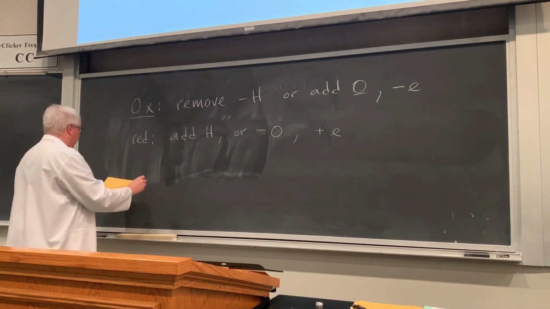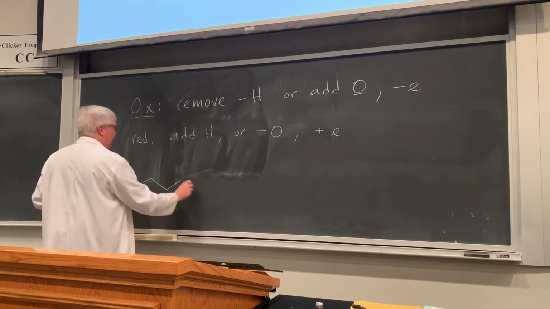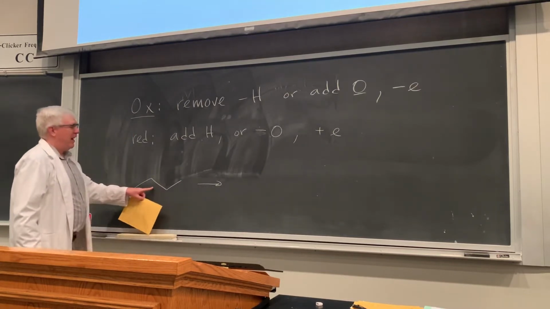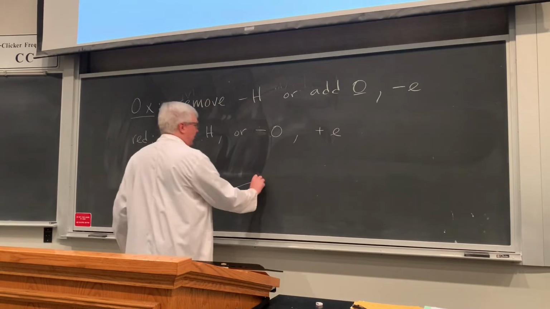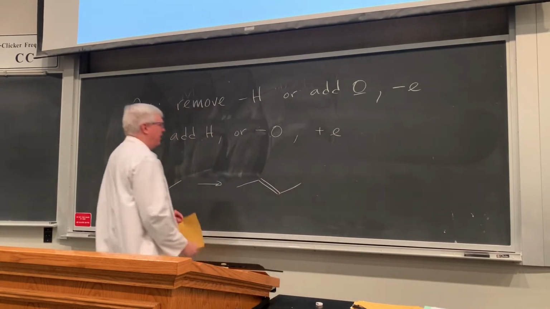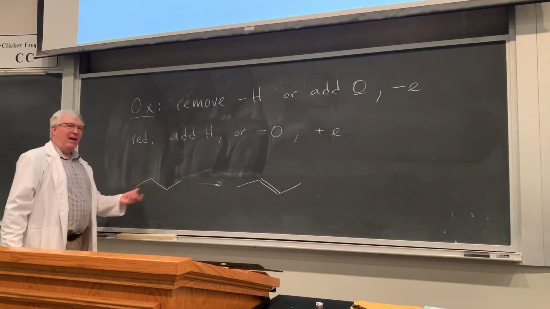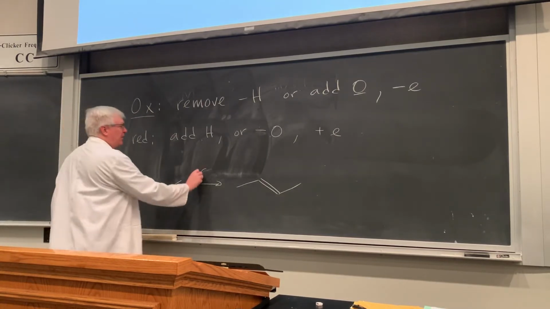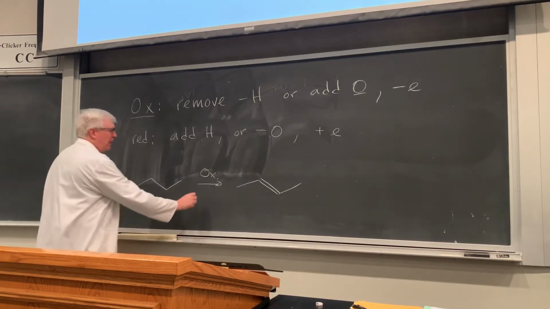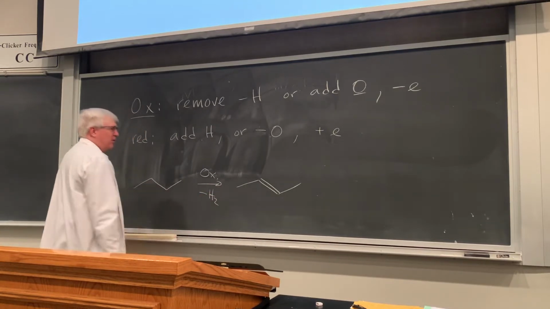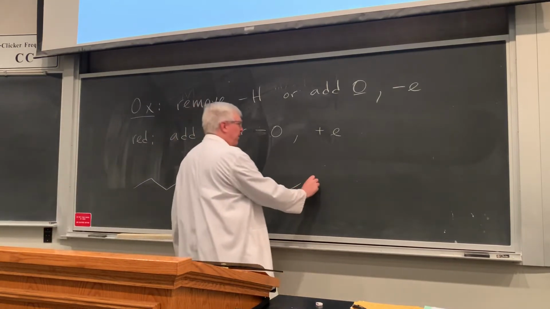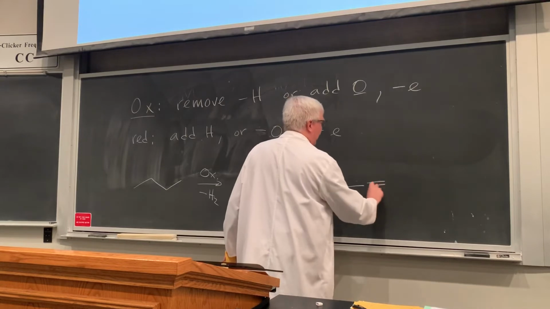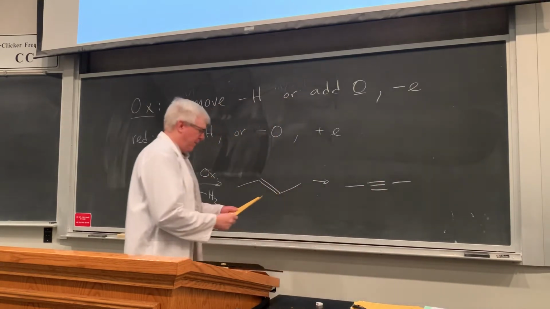So let's see here in OChem, how about this? If we have an alkane and we go to an alkene, what are we doing here? We're taking away two hydrogens. So we're actually doing an oxidation here. We're taking away two hydrogens. And we can take this a step further, right? And go to the alkyne here, okay?